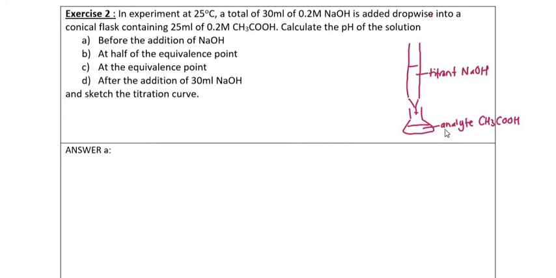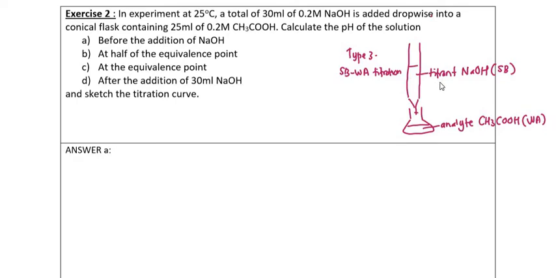After you determine which one is titrant and analyte, you have to classify. This is a strong base, this is a weak acid. So since it involves a strong base and a weak acid, it is under type 3, which is strong base weak acid titration.